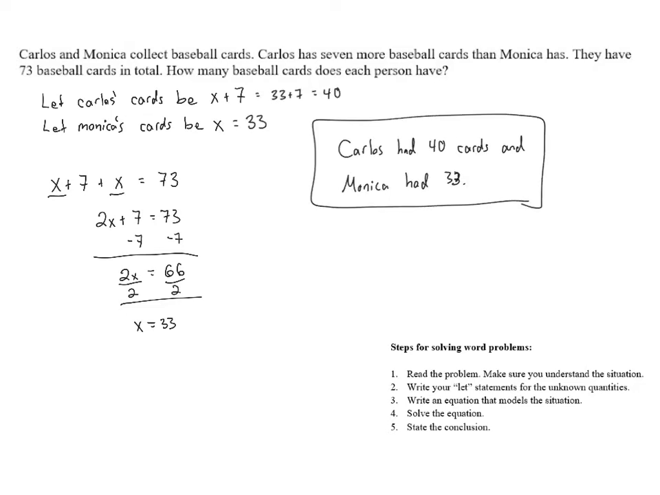And that's our conclusion. If we want to check it, we can check it in the original problem. It says Carlos has 7 more baseball cards than Monica has. Well, that's true. 40 is 7 more than 33. It also says they have 73 baseball cards in total. If we add these up, we get 73. So because this satisfies the situation, we know that we've solved it correctly, and this is our final answer.